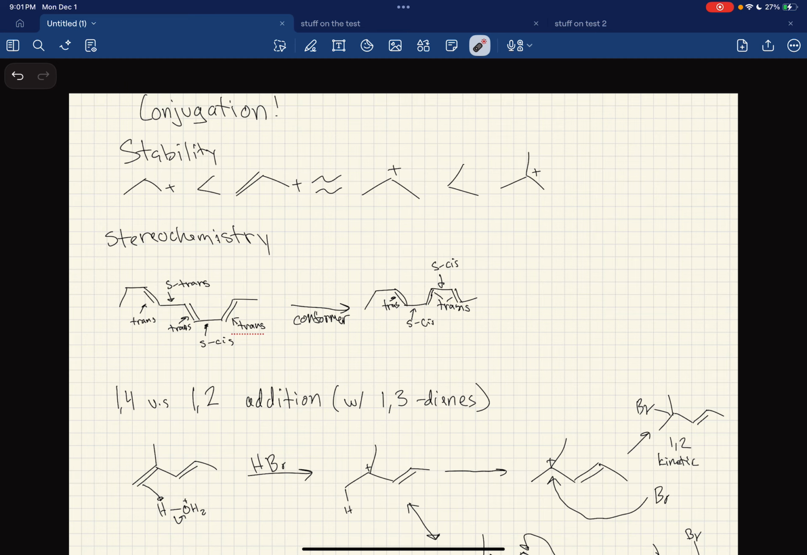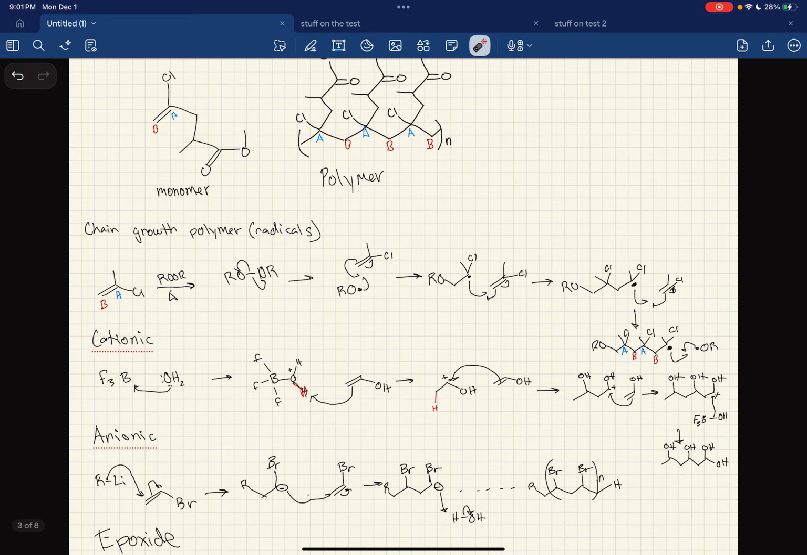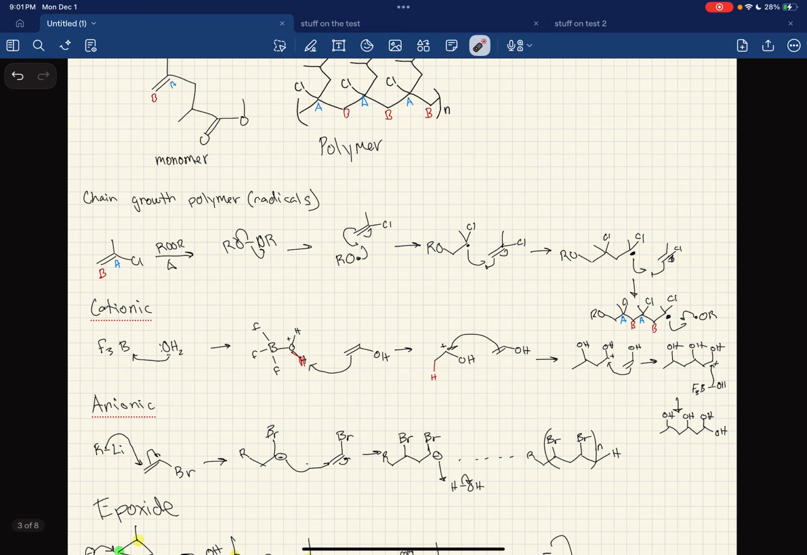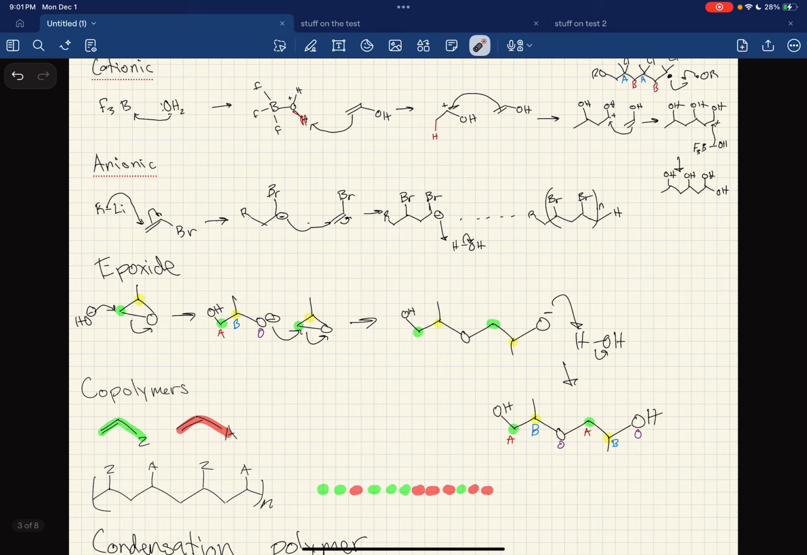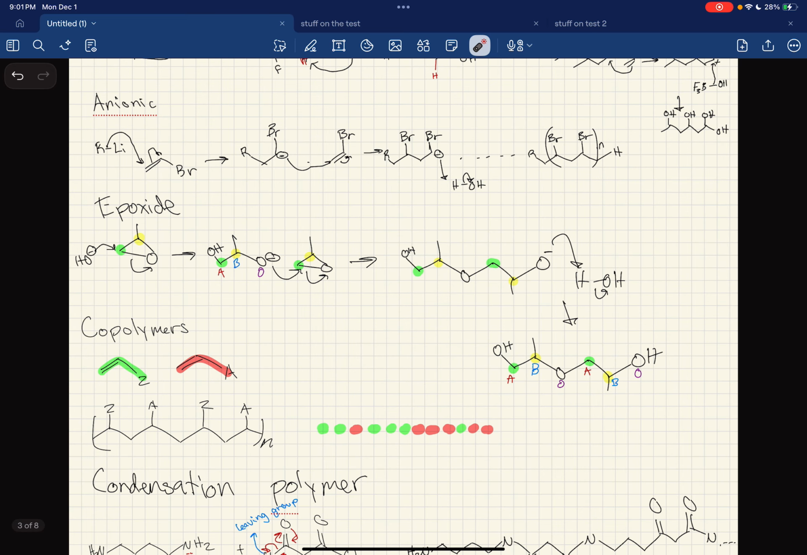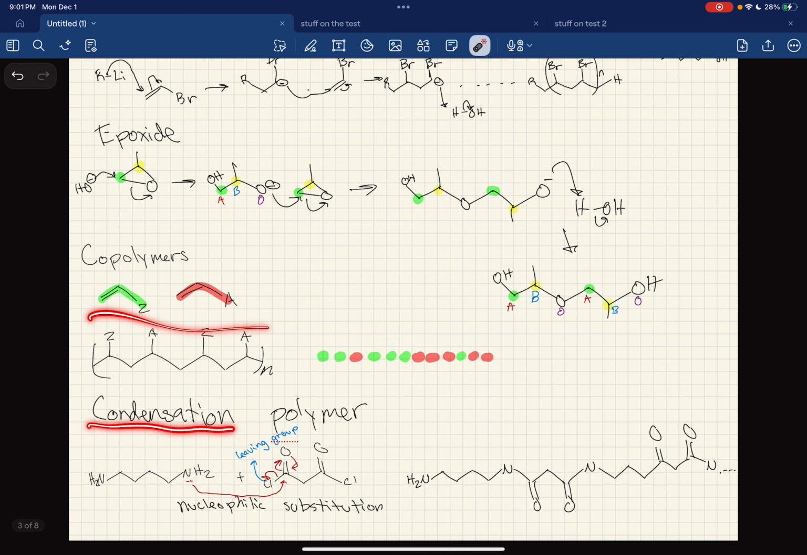Let me read through these real quick. No mechanisms, including radical polymerization. So you want to know the mechanisms for cationic, anionic, just regular radical polymerization. I don't think you need to know the mechanism for copolymers. I don't think you need to know the mechanism for condensation polymers, but you should know. Actually, it does say including the mechanism. So yeah, this is the mechanism. It's just the same as the carbonyl substitution.